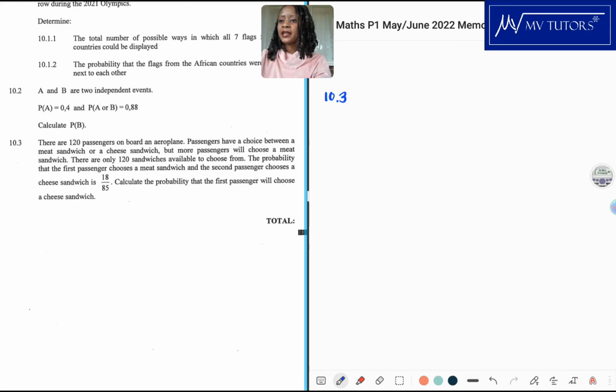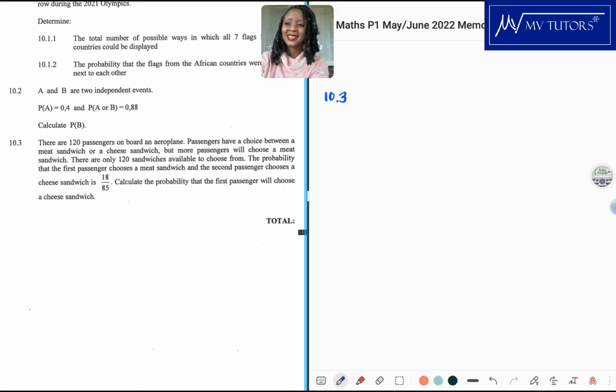Alright, so here it says there are 120 passengers on board an airplane. Passengers have a choice between a meat sandwich or a cheese sandwich. But more passengers will choose a meat sandwich, which makes sense. Who would go for cheese only? There are only 120 sandwiches available, because there are 120 passengers. The probability that the first passenger chooses a meat sandwich and the second passenger chooses a cheese sandwich is 18 over 85. Calculate the probability that the first passenger will choose a cheese sandwich.